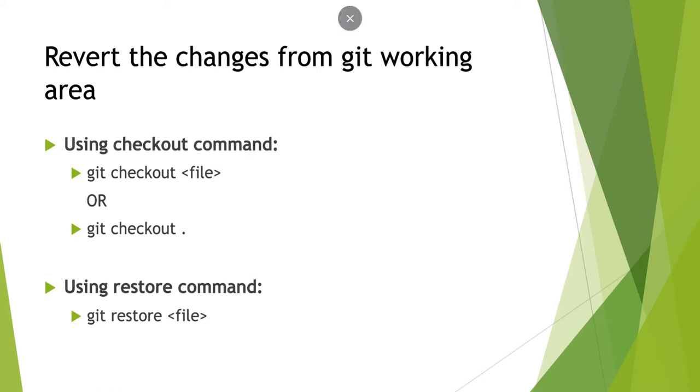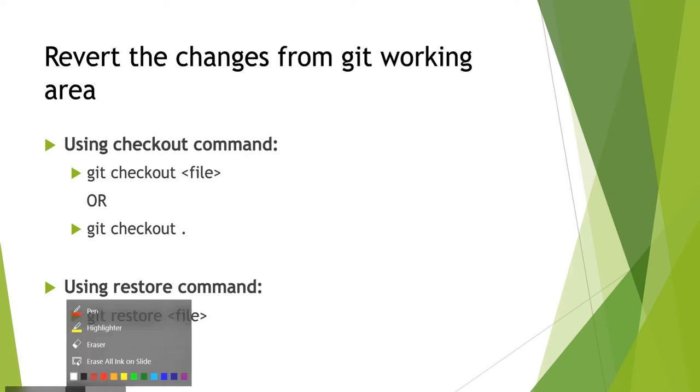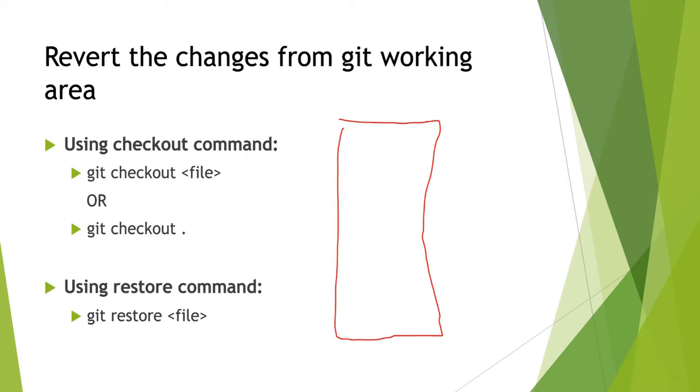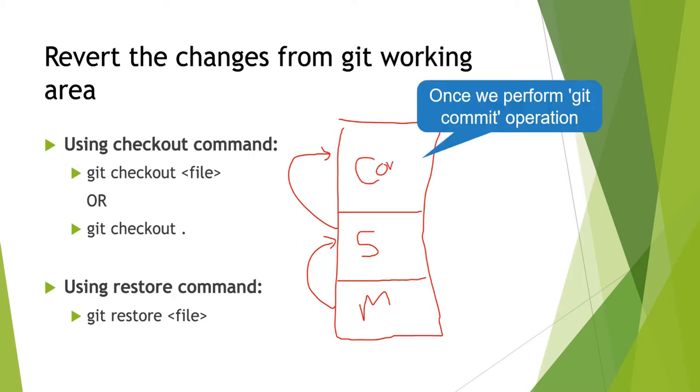So the working area in Git, you must be knowing, right? In Git when we work, there is a working area where we modify our files, and there is a staging area. Once we perform Git add, all the changed modified files move to the staging area, and from there once we push it, it is like commit, right?